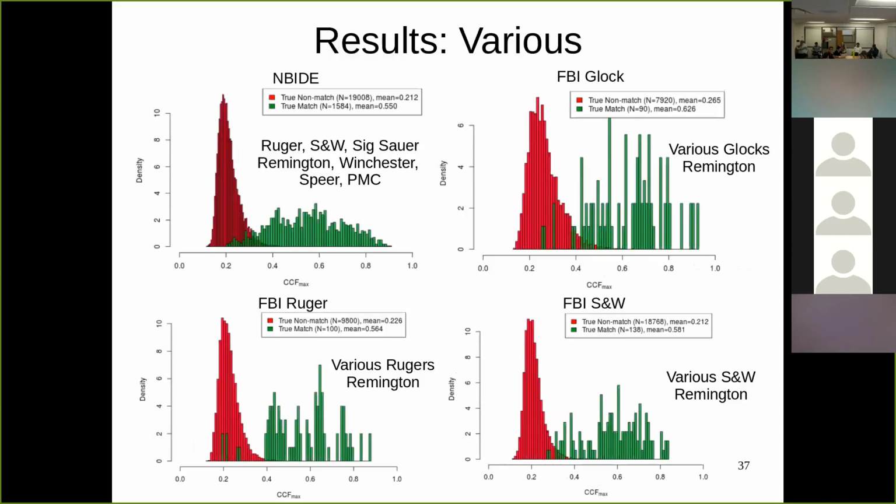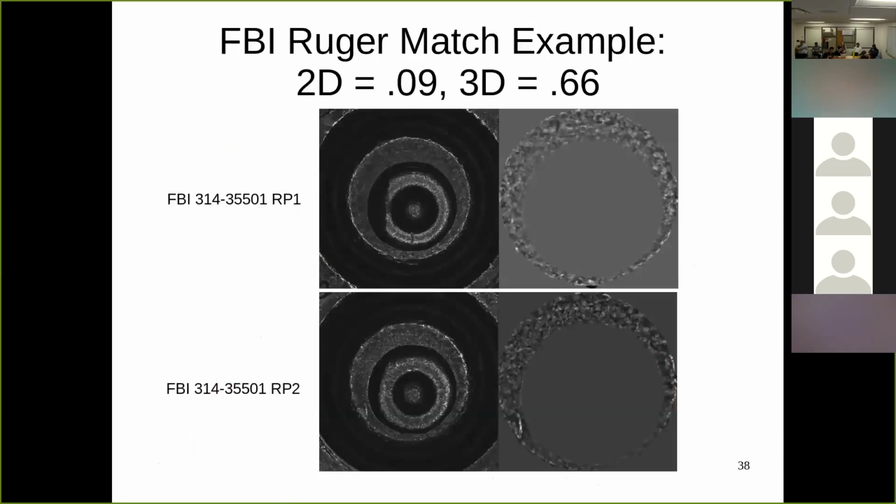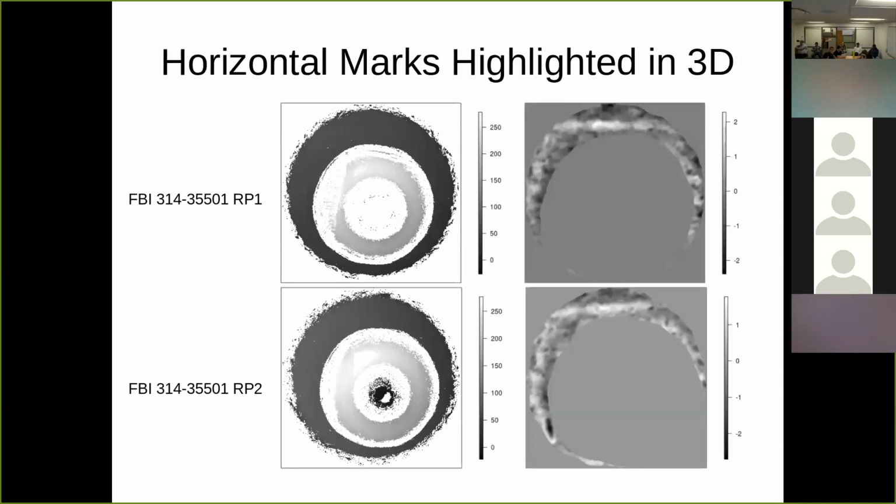So again, we pick out one of the examples. This is from the FBI Ruger study, and it's a match. So the 2D score was 0.09, which is pretty low. So that's a poor result. But for 3D, we got a score of 0.66, which is a good result. And we observed the same thing. So these are the 2D processed images, and these are the 3D processed images. And we see again that the horizontal lines are highlighted much more in 3D, and this worked well for this pair of images.